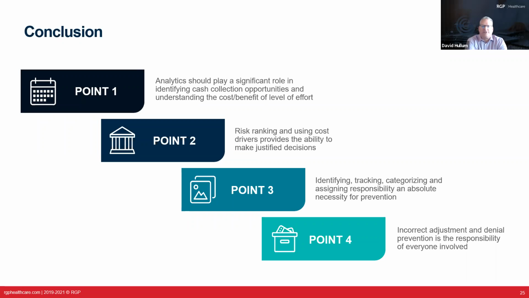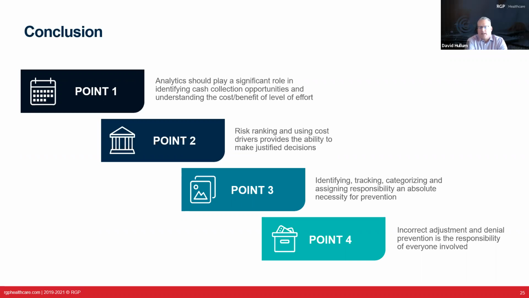Point number two is risk ranking and using cost drivers provides the ability to make justified decisions. How many times have you been asked, well, why do you want to work on that first? Well, you've already got the answers there using the data. And when you put that data in front of them, it's very difficult for people to refute your justifications when you've got the data to back it up. I've got the game plan, I've got the data, here's what we're going to implement to correct these problems.